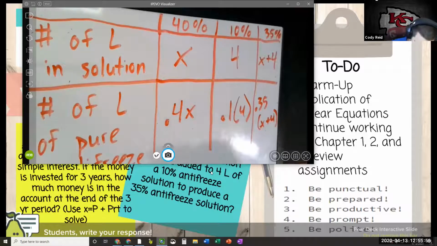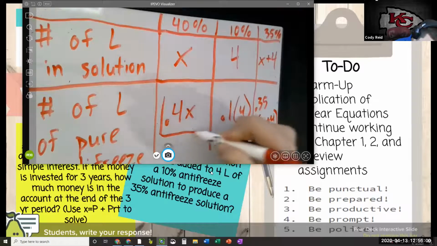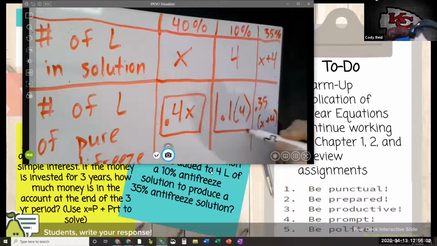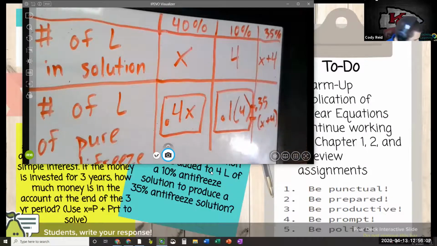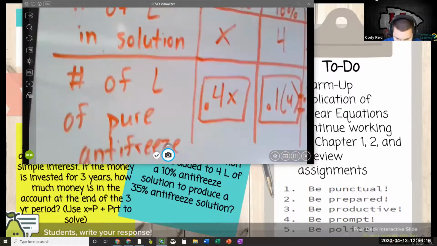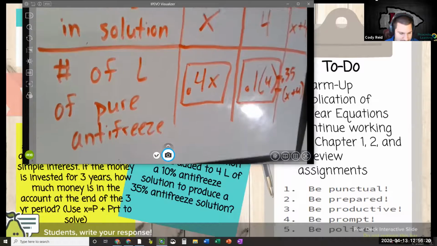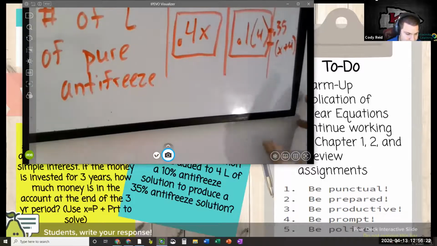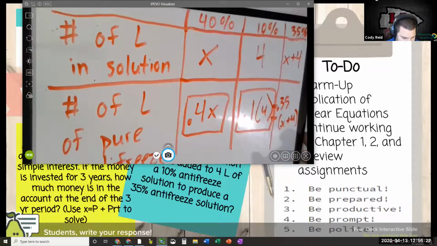So what we'll end up doing is adding this to this and setting it equal to that. So let me get the big whiteboard over here. I'll keep it unerased. All right. So that's our table to help organize our stuff.